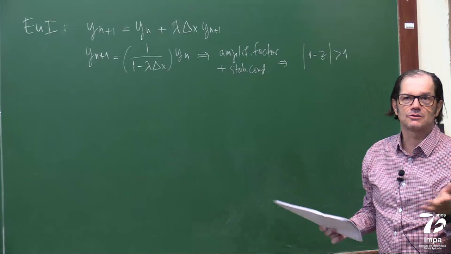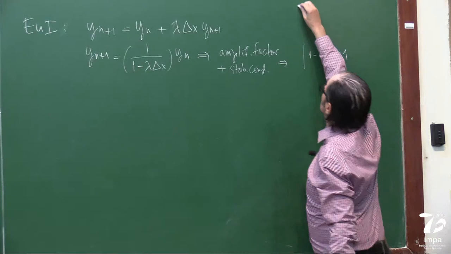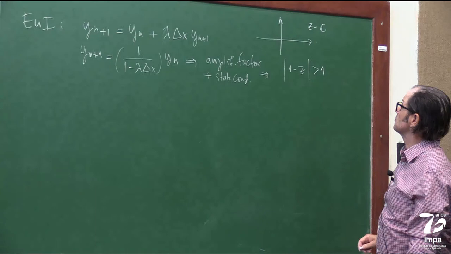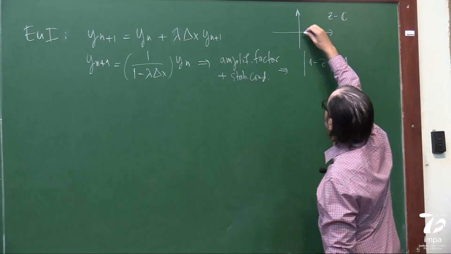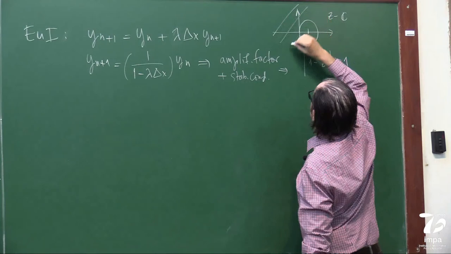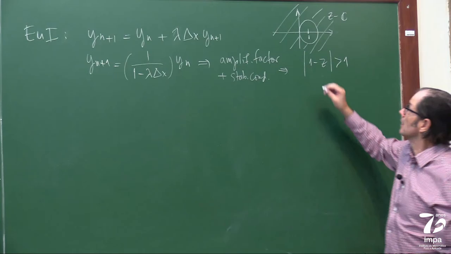Okay, so this is the stability condition. And here is the region of absolute stability, z complex. Here's the region of absolute stability for implicit Euler. Here's a disk centered at 1, but it's outside. Okay? So I'm not even going to write this, but it's very simple.